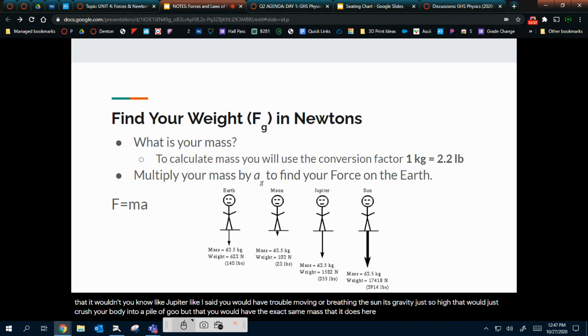Because your mass is constant, because it's literally the molecules that make you up. Just because you go to the moon or the sun doesn't mean you're made out of different material. Does that make sense? So that's what I'm trying to emphasize here. Your mass and your weight are different.